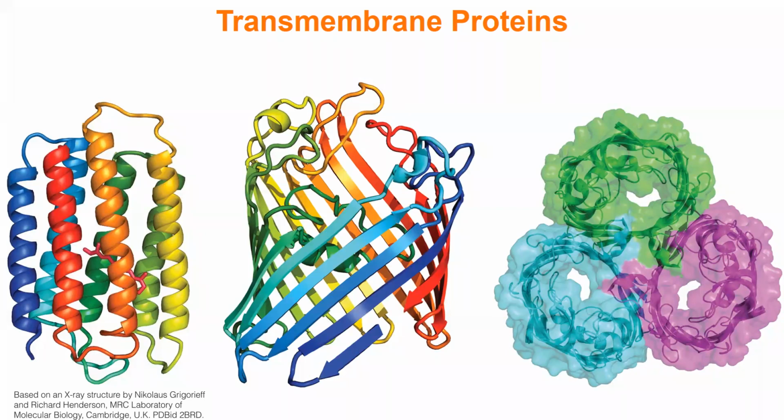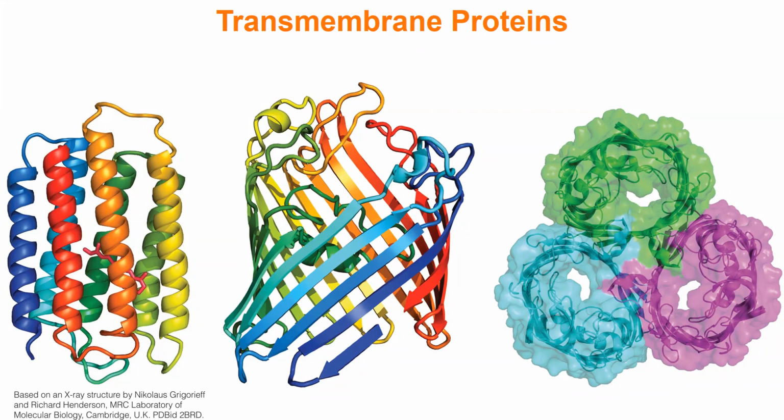Here are just some examples of what transmembrane proteins look like. A lot of helices or beta barrels, that's what this is called. It's a barrel made out of beta sheets, so that's a beta barrel. Here are 3 beta barrels coming together to make one protein. You can notice there's a hole between these beta barrels. That's because these proteins, a lot of the times, will be used to transport polar molecules across the bilayer.